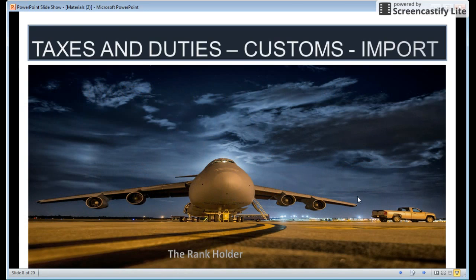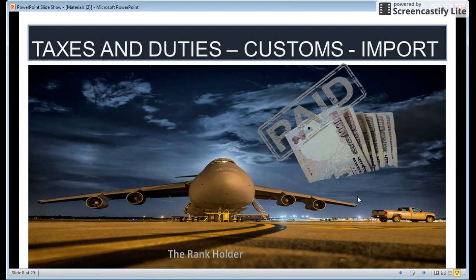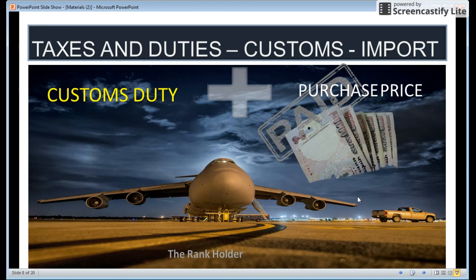Next comes customs duty. Customs duty is paid only when the buyer imports the materials from outside India. This is also incidental to purchases and is required to bring the goods to the present location and condition. Hence, customs duty has to be added to the purchase price.